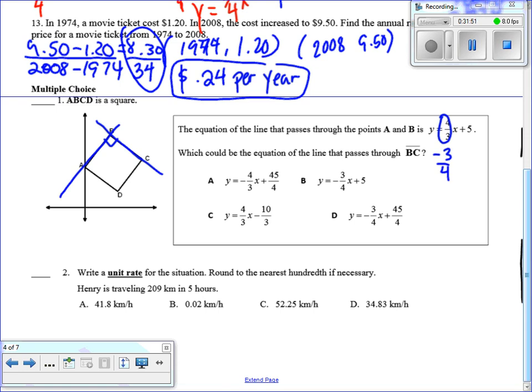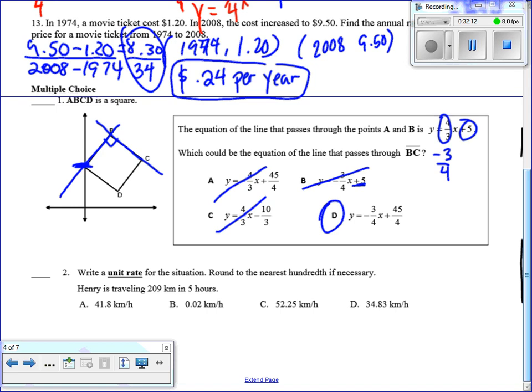Now, we have a couple of lines that have a slope of negative 3/4. Our line doesn't have grids on there, but what you can look at is reasonableness. We know that AB has a y-intercept of 5. So if 5 is down here, your graph cannot have a y-intercept of 5. So this answer choice is out, and that leaves us with answer choice D.